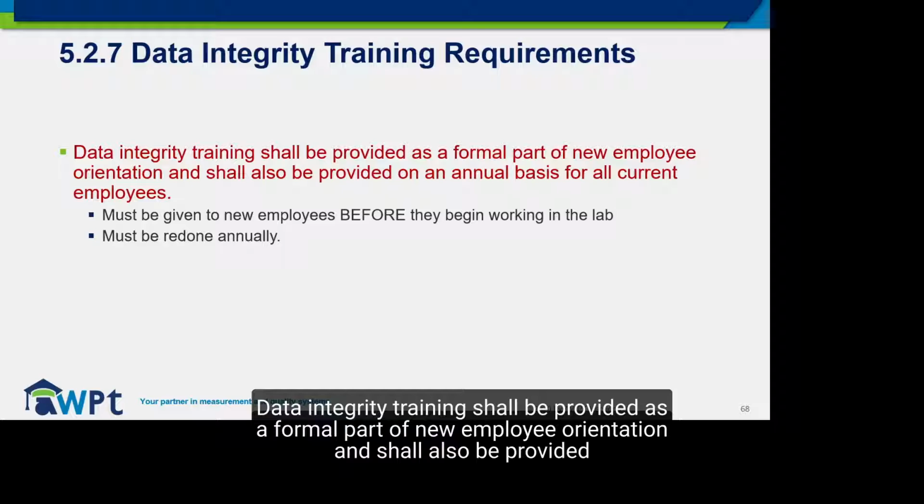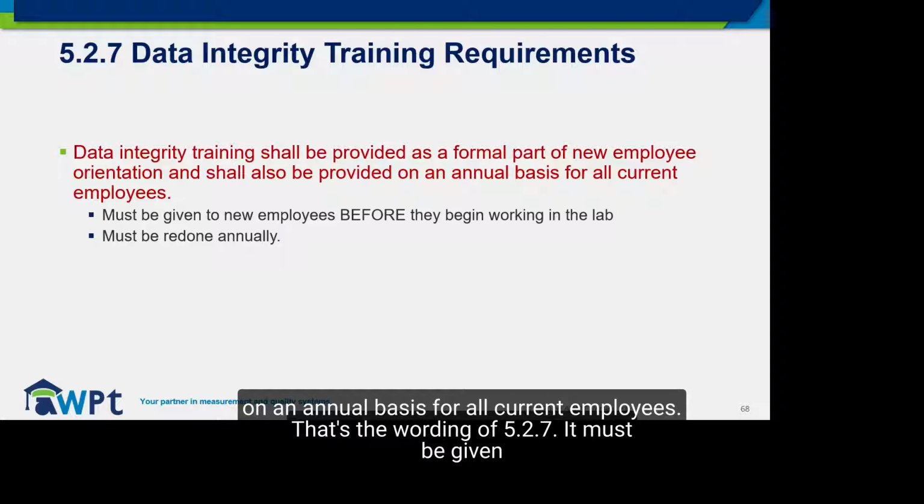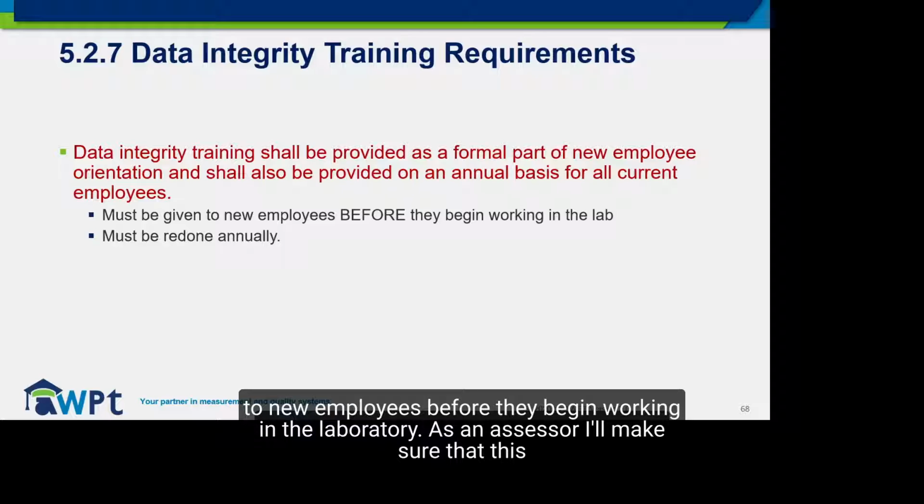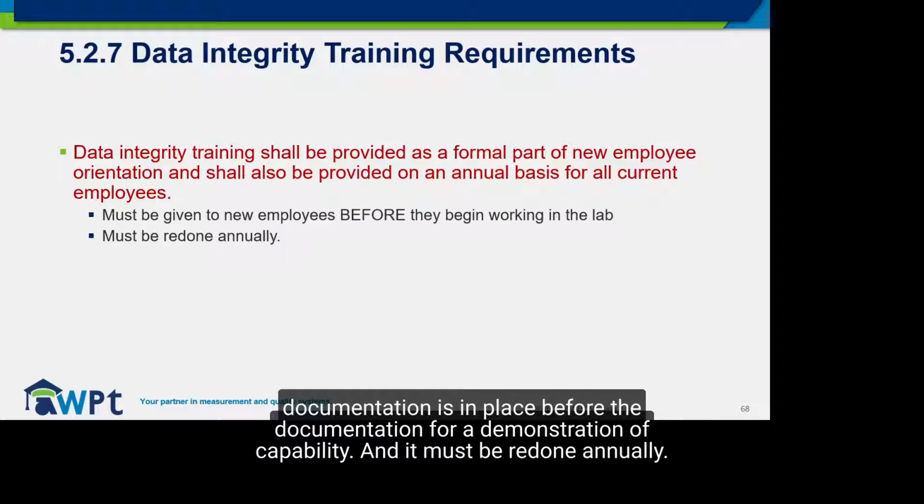Data integrity training shall be provided as a formal part of new employee orientation and shall also be provided on an annual basis for all current employees. That's the wording of 527. It must be given to new employees before they begin working in the laboratory. As an assessor, I'll make sure that this documentation is in place before the documentation for a demonstration of capability, and it must be redone annually.